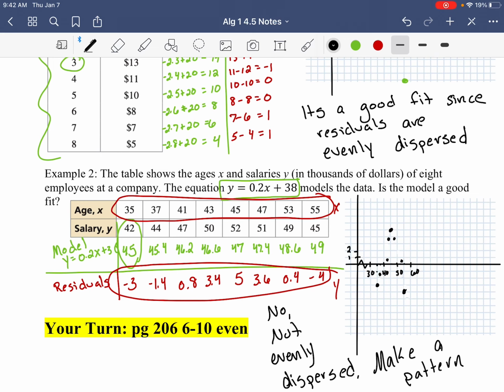Now I want you to go ahead and do problems 6 through 10 even on page 206. You're going to need graph paper because you're going to be graphing residuals. Come see me if you need help.